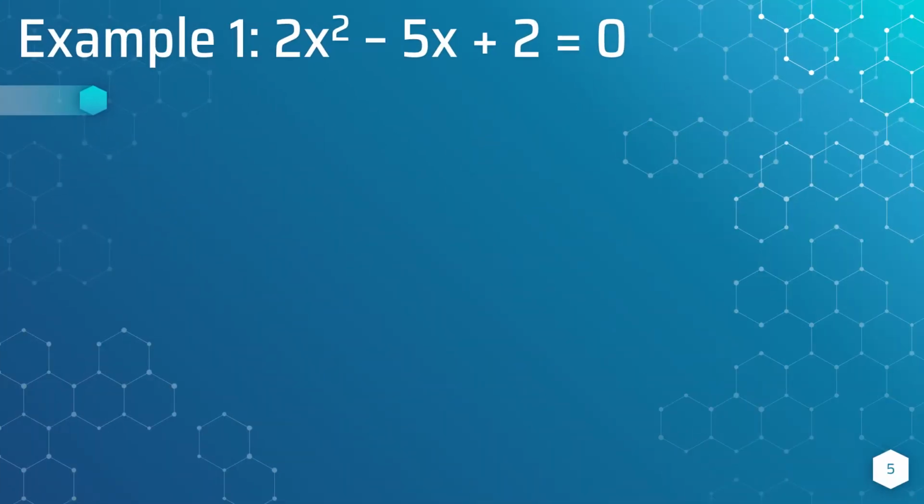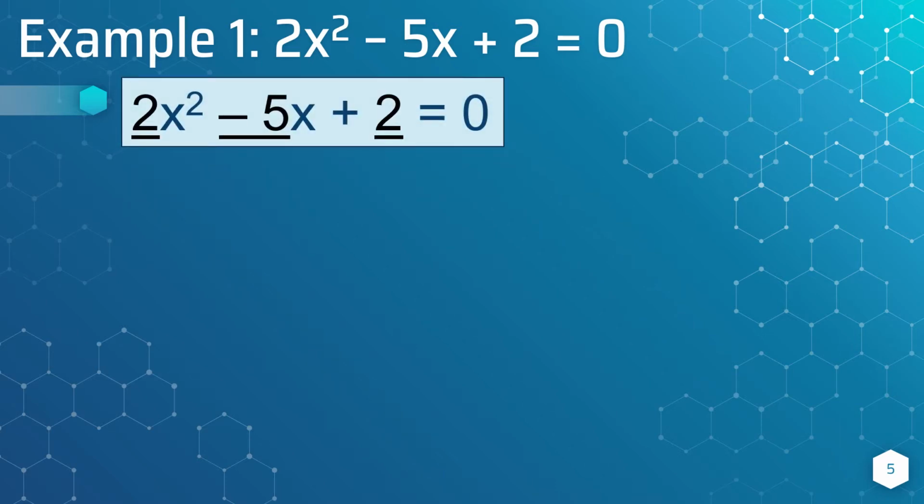Let us have our first example. We have here 2x squared minus 5x plus 2 equals 0. First step, write the equation in its standard form. Second step, identify the values of a, b, and c. As you can see here, a is equal to 2, b is equal to negative 5, and c is equal to positive 2.